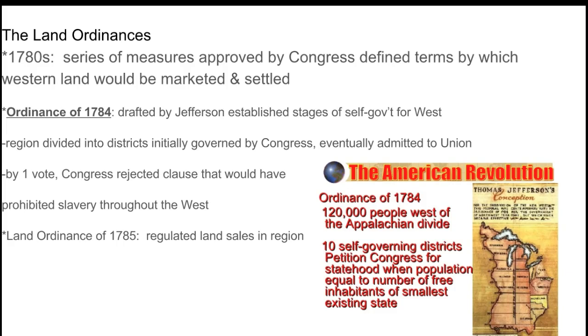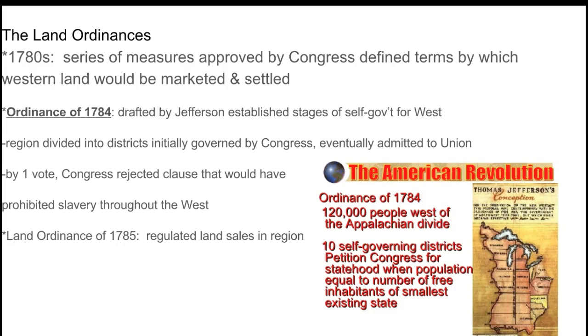And so you had maybe the Ohio Territory, and once the population in the Ohio Territory reached the same level as the smallest state as far as population, so if the population of the smallest state was 60,000, then the territory population had to reach 60,000 in order to apply for statehood. And so they had to apply to Congress.